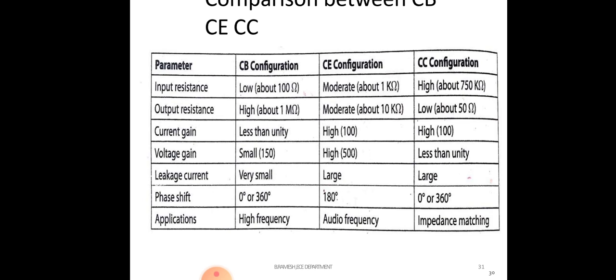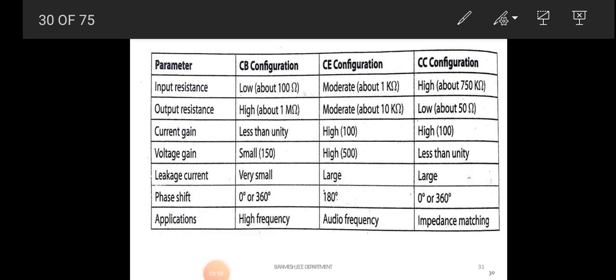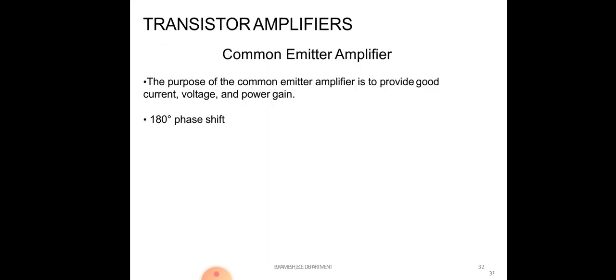Okay, the most important configuration is the common emitter configuration because it provides high voltage gain and current gain, moderate input and output resistance, and a phase shift of 180 degrees, and it amplifies current and voltage linearly in the active region, providing a faithful amplified signal. The main drawback is that when the leakage current increases, the IC current increases, so power dissipation is more. To overcome that, we go for different kinds of biasing techniques.